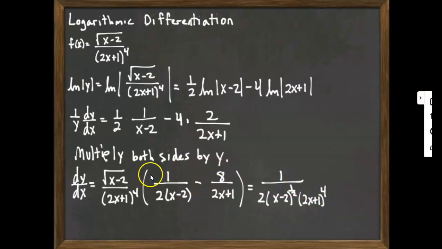And then that's going to be minus all this stuff times 8 over that stuff. And that's actually a little easier to do. Top is just going to be 8. And that's going to have a square root of x minus 2 to go alongside of it. And then the bottom, we're going to have a 2x plus 1 to the fourth times a 2x plus 1 to the first. All right, and that's just going to become 2x plus 1 to the fifth. And so now we've done our derivative.